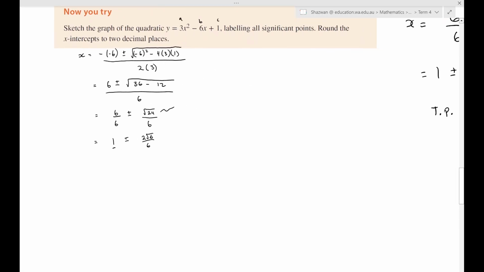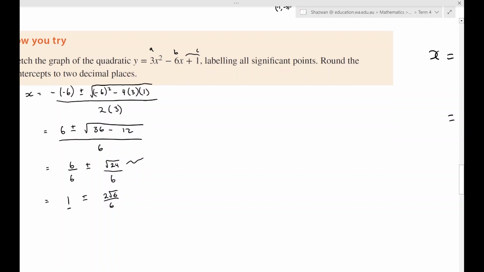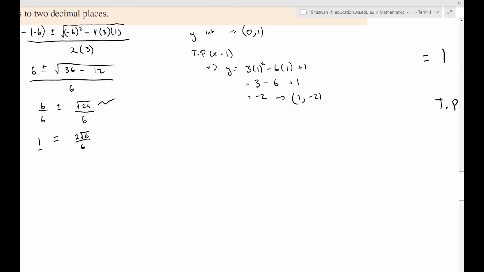So let's sketch that out real quick. But actually, before we do, some other information we can grab. Y-intercept is going to be at 1. The turning point, so we know that's when x is 1. So if we substitute that into our original equation, we're going to have the y value of 3 times 1 squared take 6 times 1 plus 1. That's going to be 3 take 6 plus 1. It's going to be 3 take 5. That's negative 2. So we know the turning point is going to be at 1, negative 2. And we've got our roots, so that's everything.